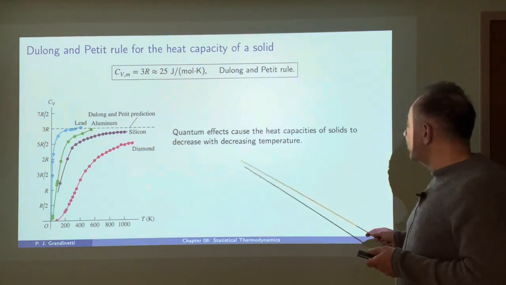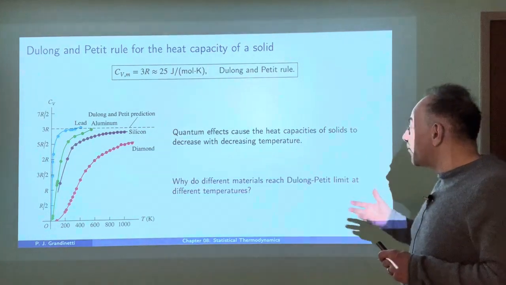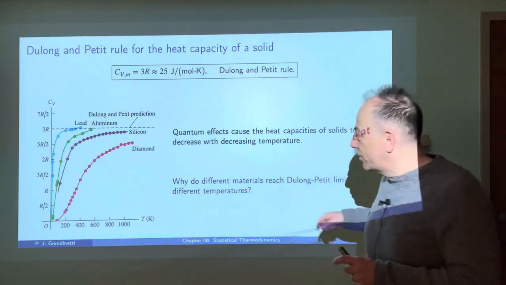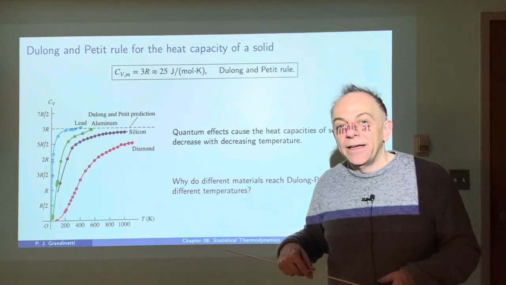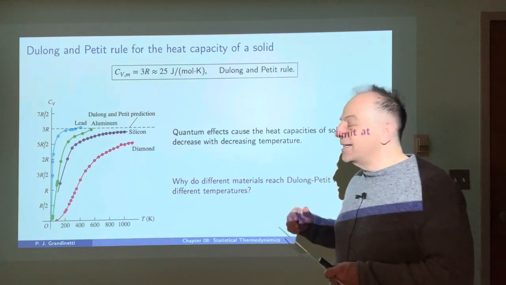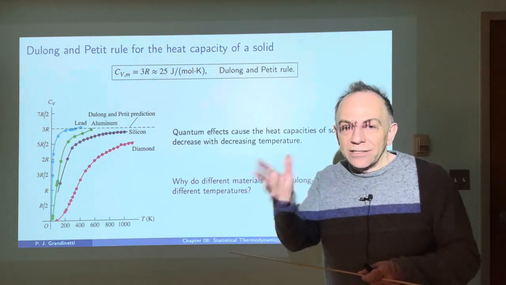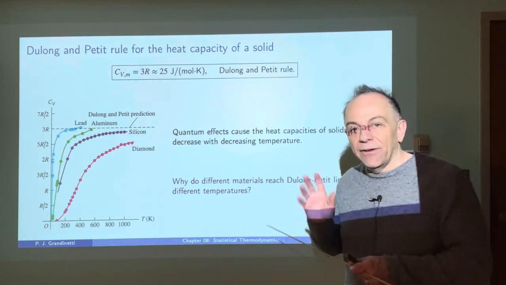So I'll leave this question with you. Why do these different materials reach the Dulong-Petit limit at different temperatures? Looking at this plot here, how would you explain that in terms of your understanding of the bonding inside these materials, and what you might know about vibration, bond strengths and force constants? And that's it for the rest of this chapter.